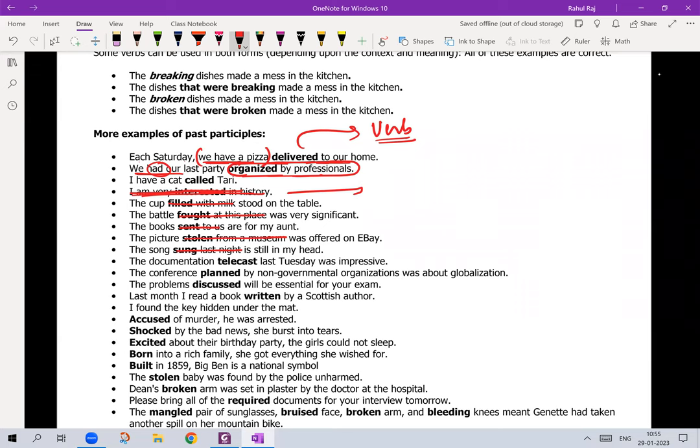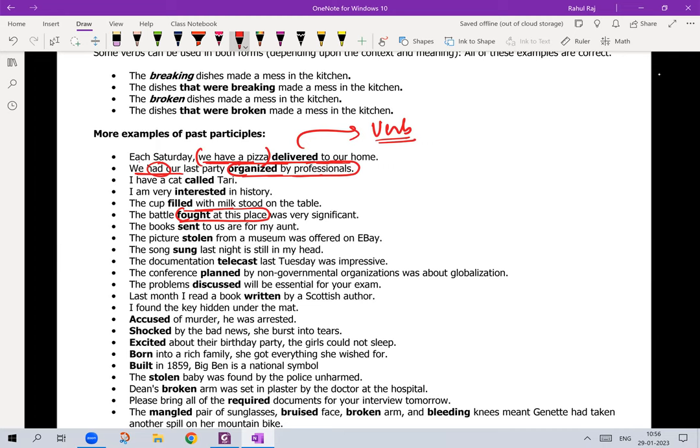Rahul, I have a confusion here. Where? Please tell me. In all these last three sentences, isn't the battle fought at this place was very significant? The part "fought at this place", isn't that also a major thing? I'm sure it's adding to it, but it's just adding. The battle was very significant. You can't write "the battle fought at Delhi was very significant" in place of it. But isn't that an essential detail to the sentence? Because it specifically says fought at that place was significant. The rest of the battles may not be as significant, right?